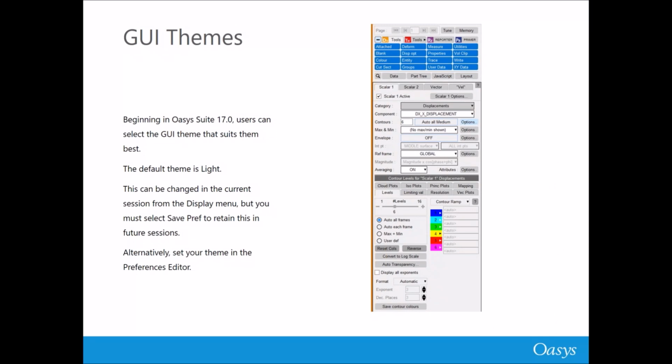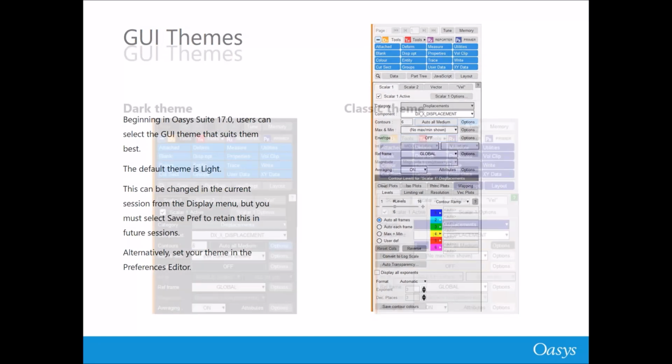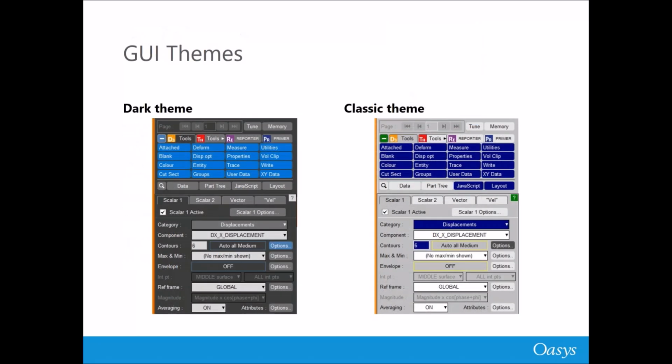As the eagle-eyed among you probably saw in my demo just then, version 17 of the Oasys suite presents an updated graphical user interface, or GUI, with a more modern look and feel and more accessible interaction. There's lots of details about these changes on our website in a news article. And the main customizability aspect here that I'm going to talk about is the theme. By default, our software uses the light theme, but this can be changed to suit your needs. We also present a dark theme and a classic theme if you prefer.